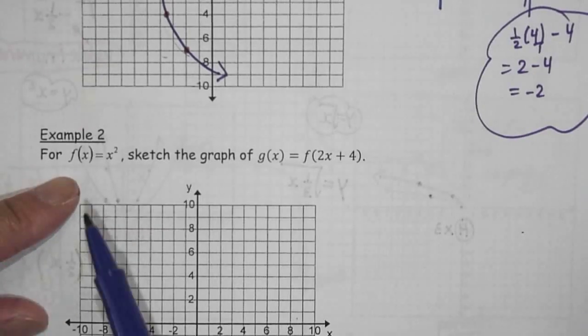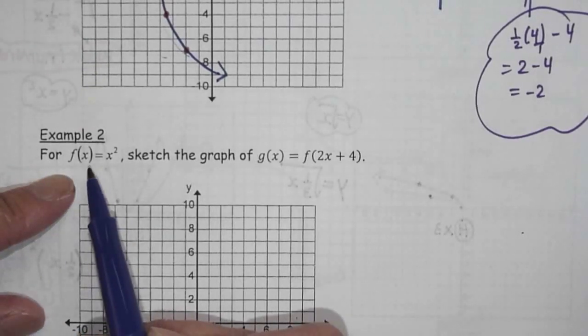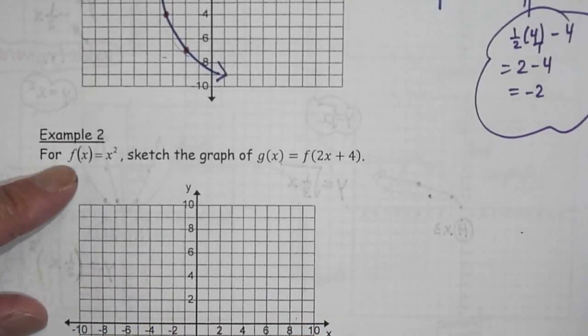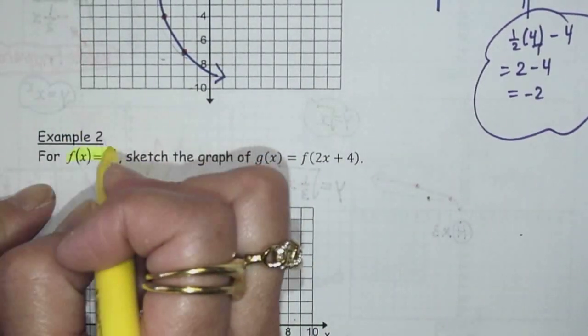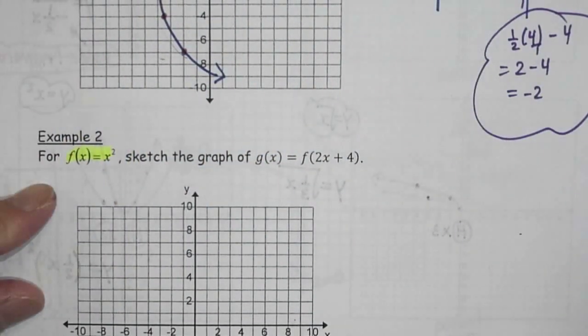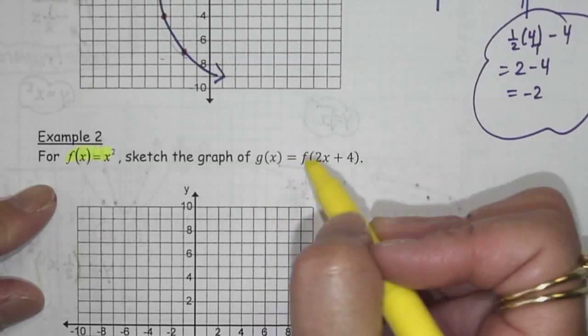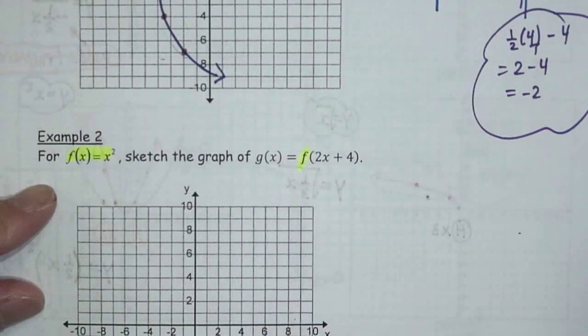Watch the phrasing. So I said the function is x squared. So I'm telling you that the function is x squared, like that. Okay? And I'm saying you to transform that function.